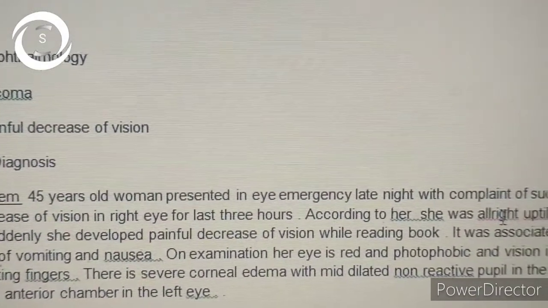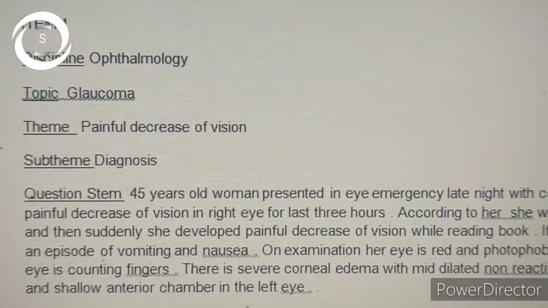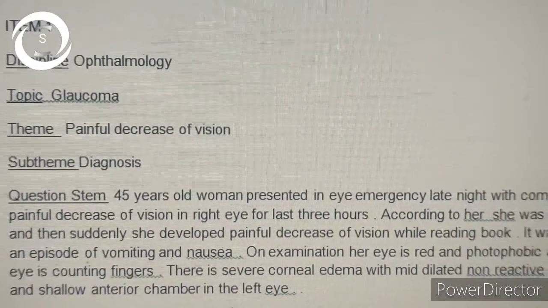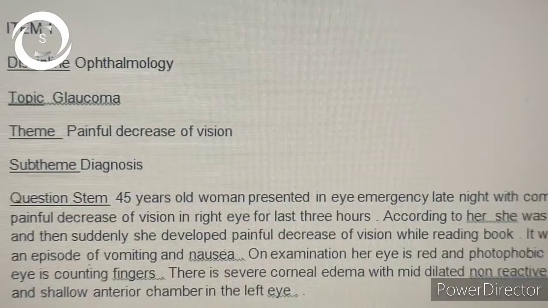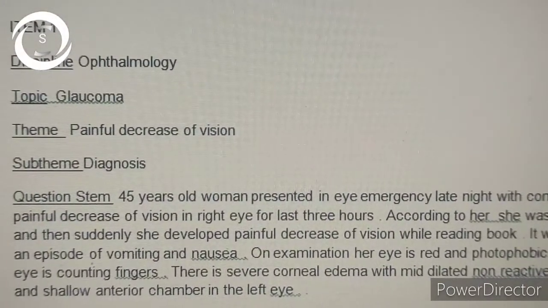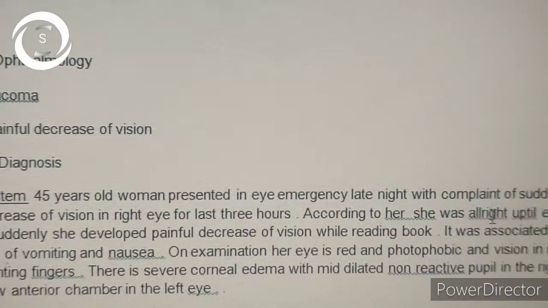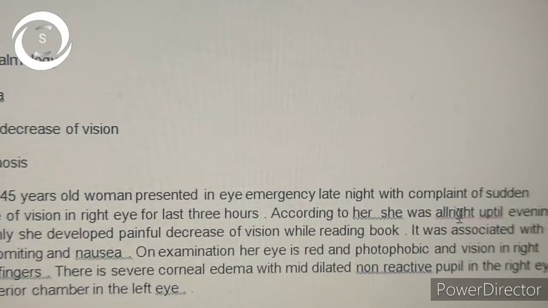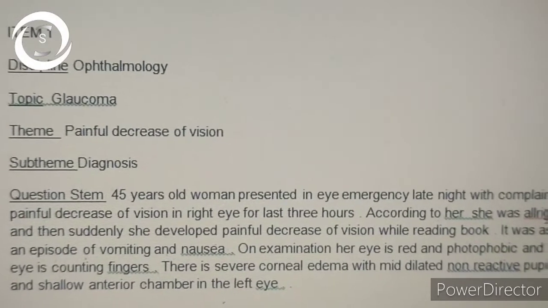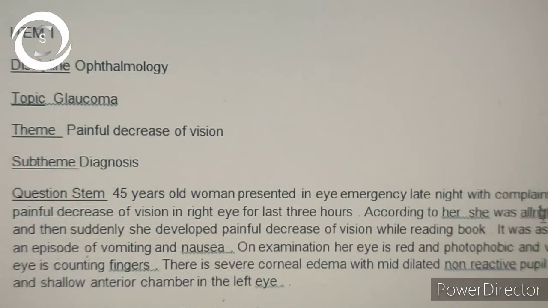And then comes the stem. Now stem is a scenario that a 45 years old woman presented in eye emergency late night with complaint of painful decrease of vision in the right eye for last 3 hours. Now it is an acute case. According to her, she was all right till evening, and then she developed a painful decrease of vision while reading a book when the light becomes dim, and it was associated with an episode of vomiting and nausea.